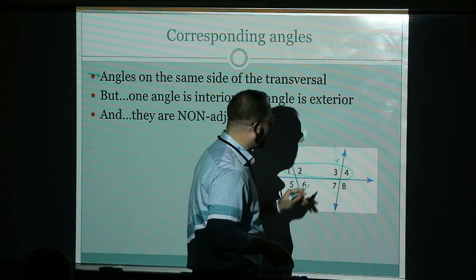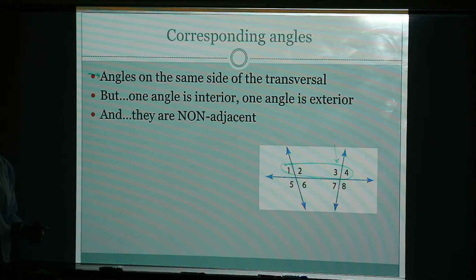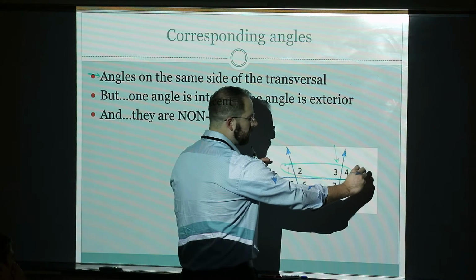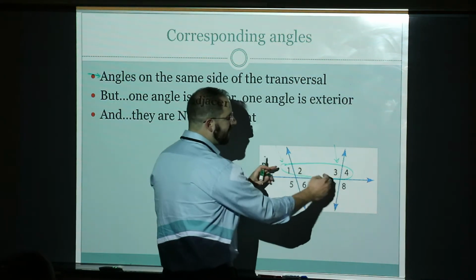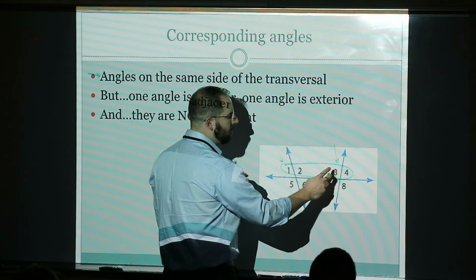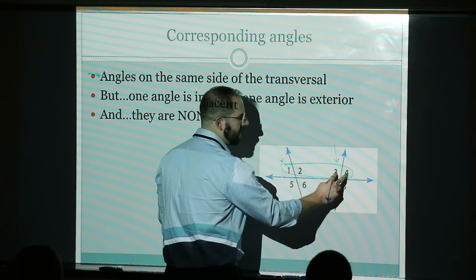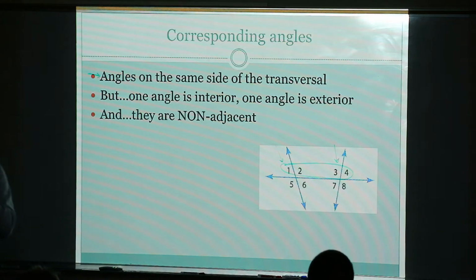Now, when we pick three, we have to pick the other one that's exterior, but it can't be next to three. So what's the one that's on the same side? It's got to be one of these four numbers. One. Yeah, it has to be one. They are on the same side of the transversal. One's interior, one's exterior, and they're not side by side. So you can't pick three and four. I know three and four are interior and exterior, but they're side by side.